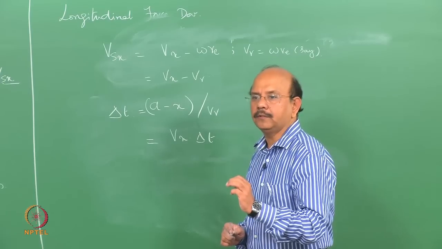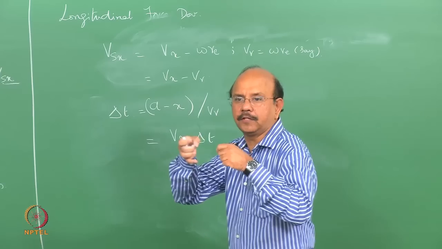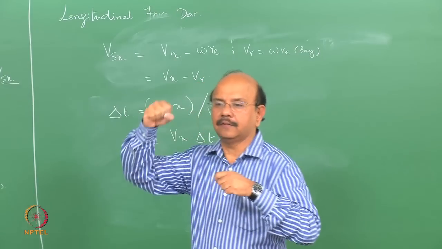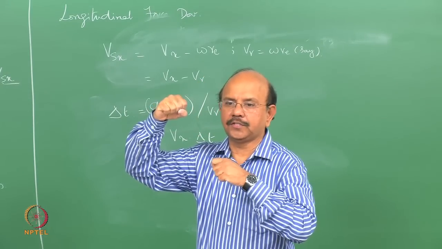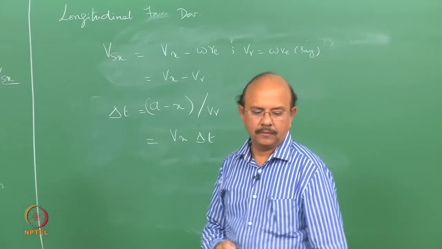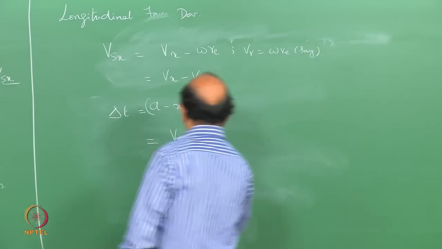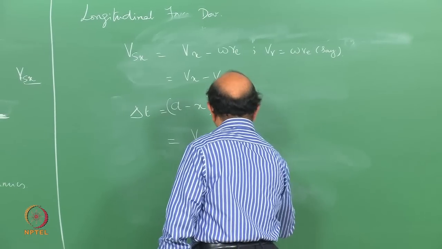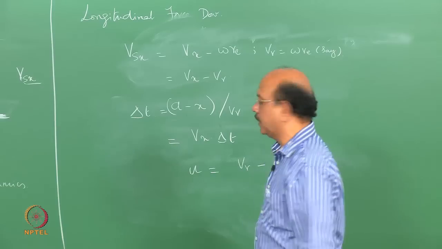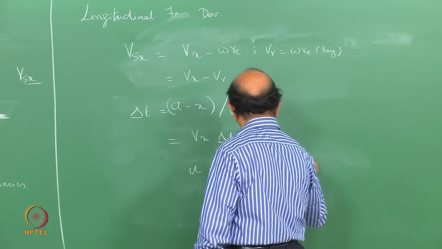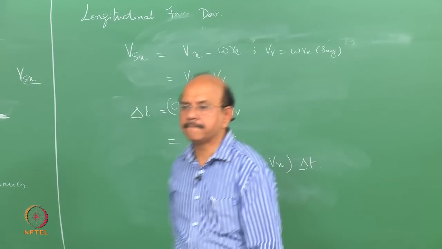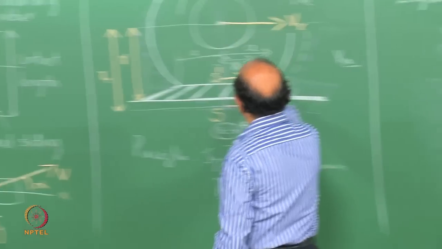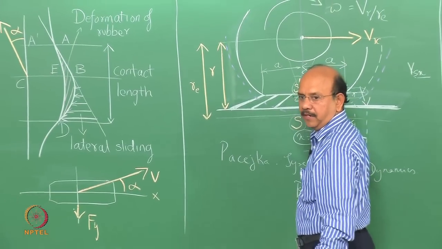So what is the deformation? The deformation is of this bristle. On one hand, it has moved this much, and on the other hand, that's the distance. So the deformation is nothing but the difference between the two. So you can write down the deformation u to be Vr minus Vx into delta t. Yeah. So the point S dash, which velocity is it moving with? Is it Vr or? It is the same as S. S prime's velocity is the same, Vsx.